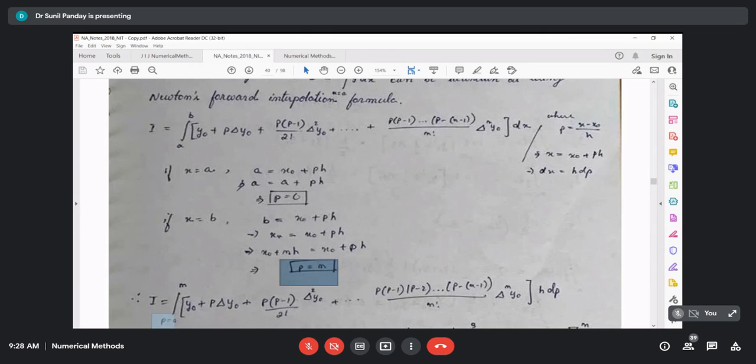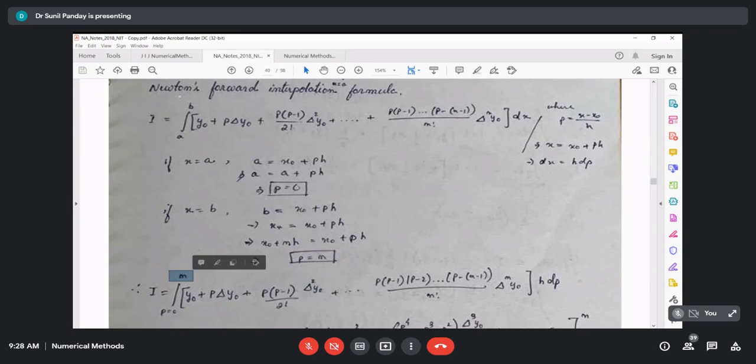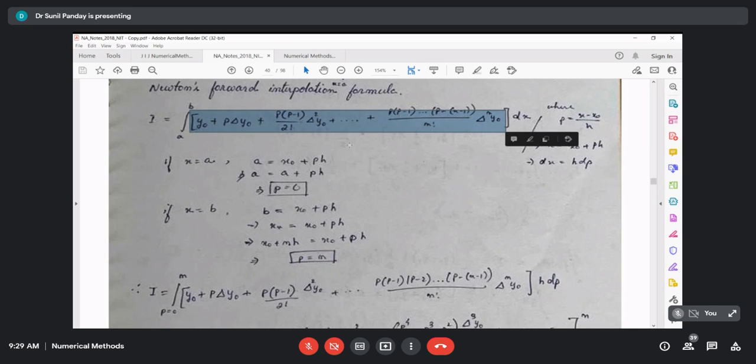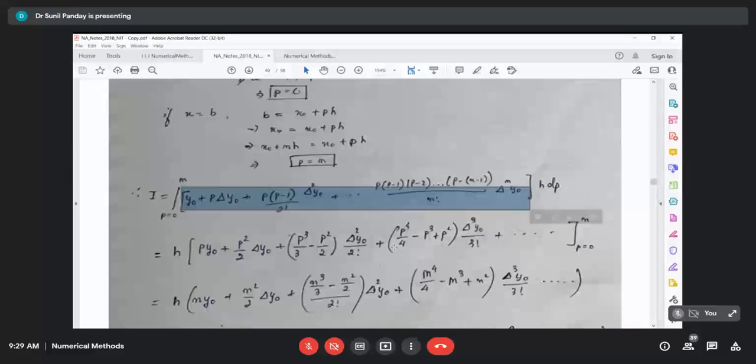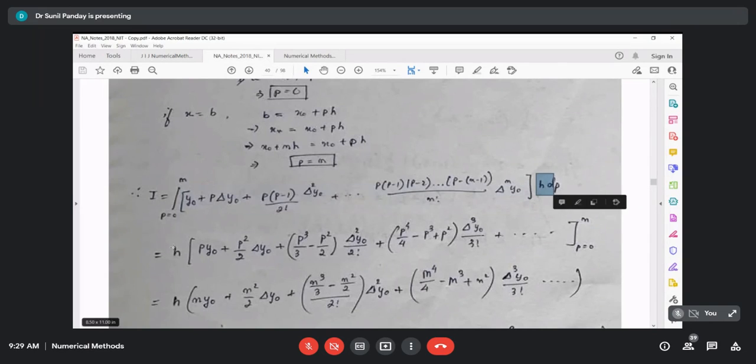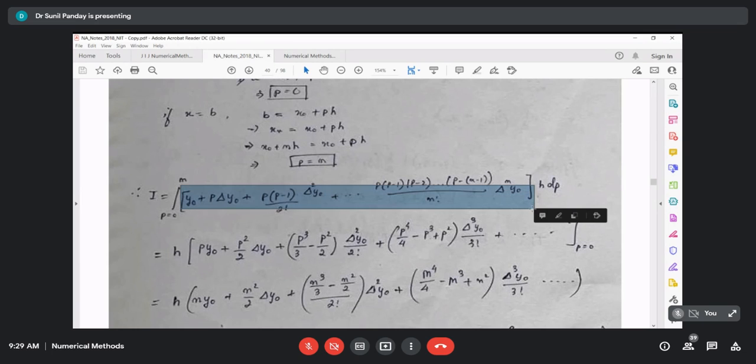So then we have this, the way we have substituted x equals x naught plus ph. So a to b means p equals 0 to n, and then this dx is replaced by h dp, and all x are already in the form of p. So we have this one. Now what we do, we integrate this. We take this h outside here, and we integrate this with respect to p.